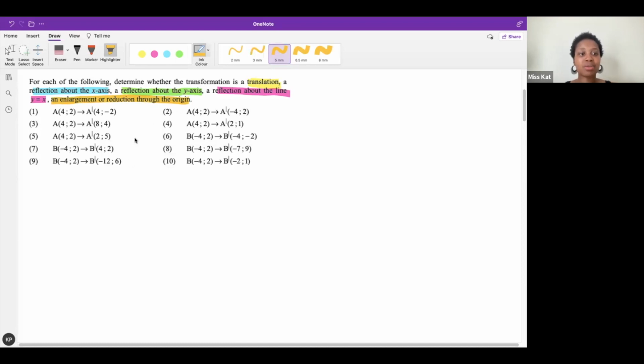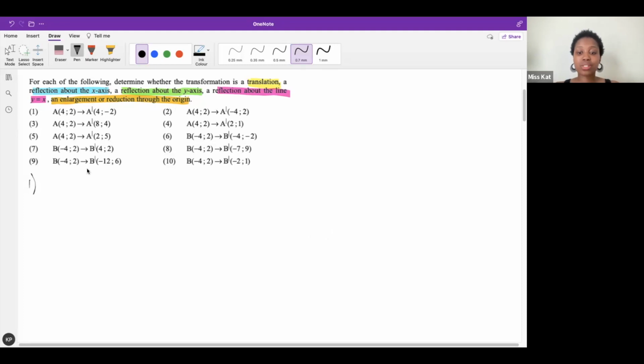Okay, so we're gonna read the rules, and then you guys are gonna tell me which one of these rules counts. Okay, let's go to number one. Number one, it was A, and this is the new coordinate for A prime. What type of translation is this, guys? What type of translation do we have here?